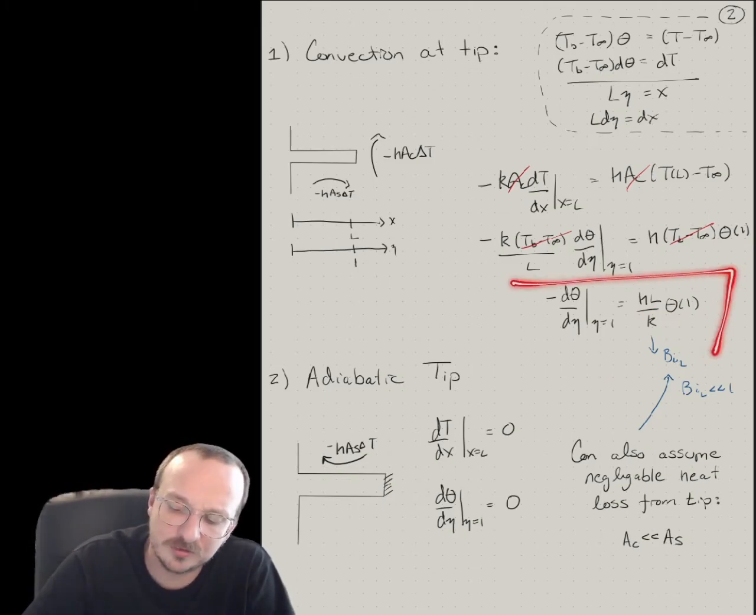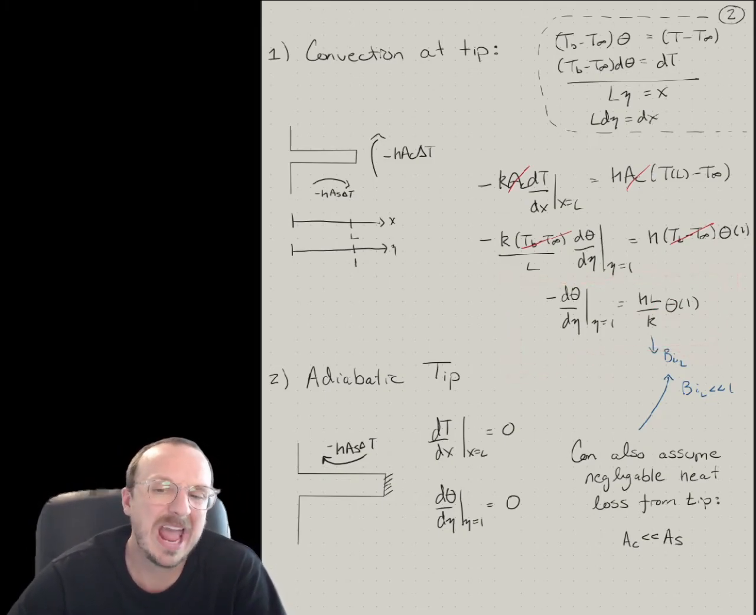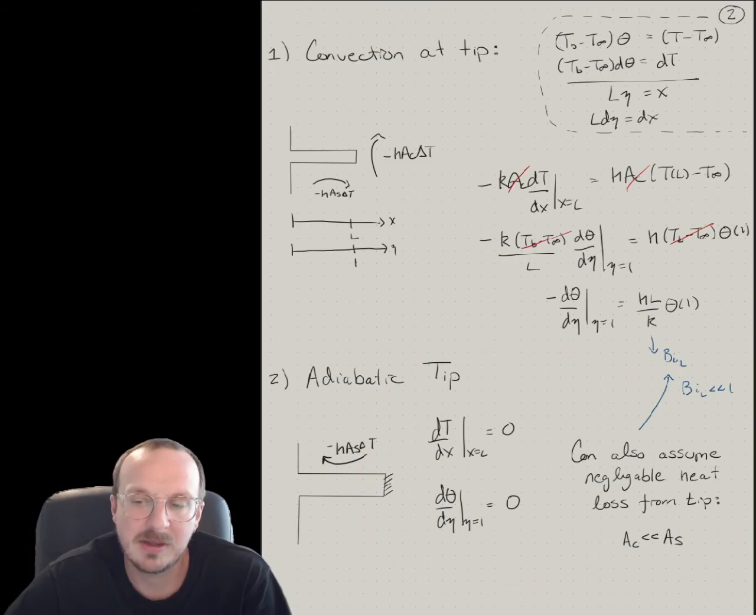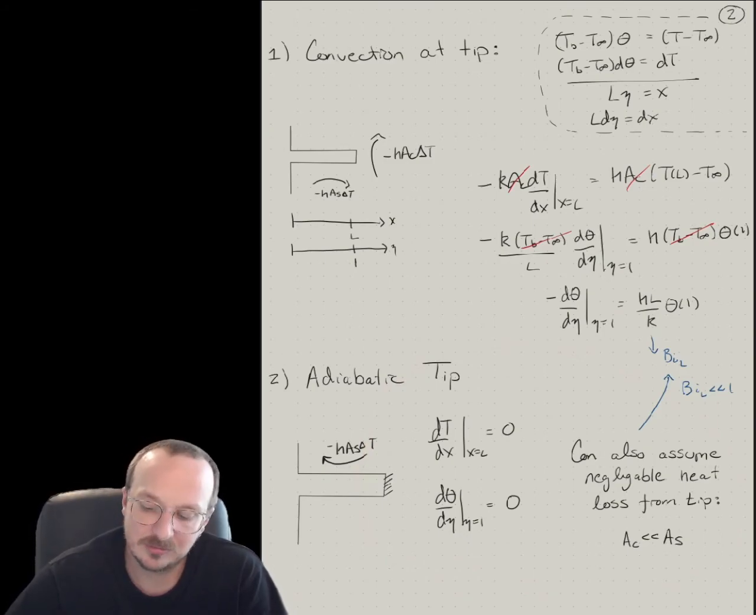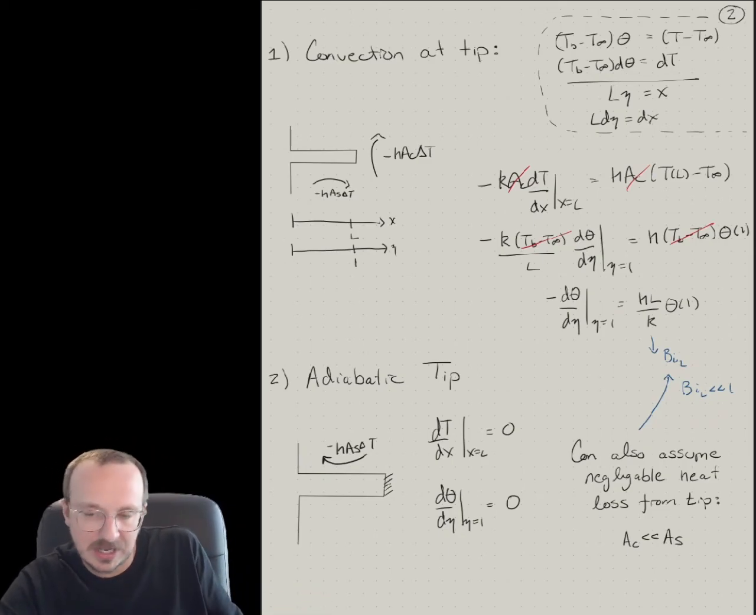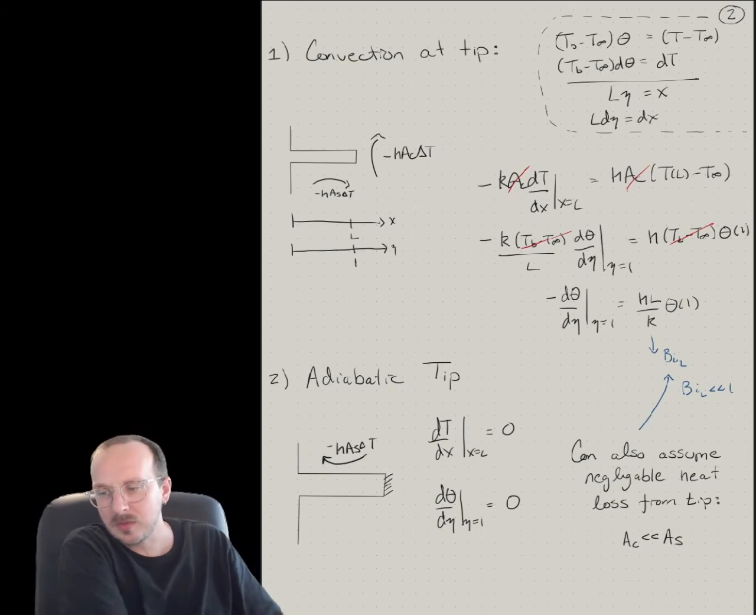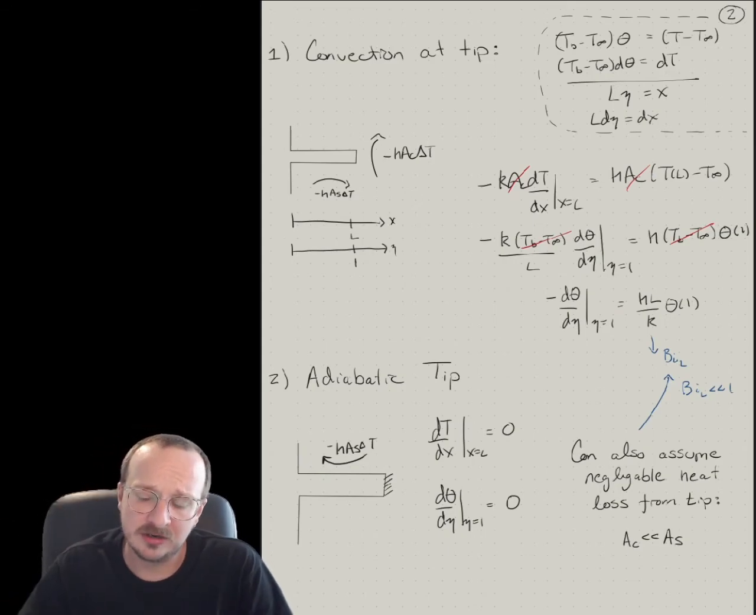So this is also valid, and you could just plug in what H needs to be relative to K for this boundary condition to be applicable. Maybe 2 orders of magnitude is a good estimate, so this could be 0.01 or something. But yeah, adiabatic tip is one option. So there's 2 more boundary conditions.